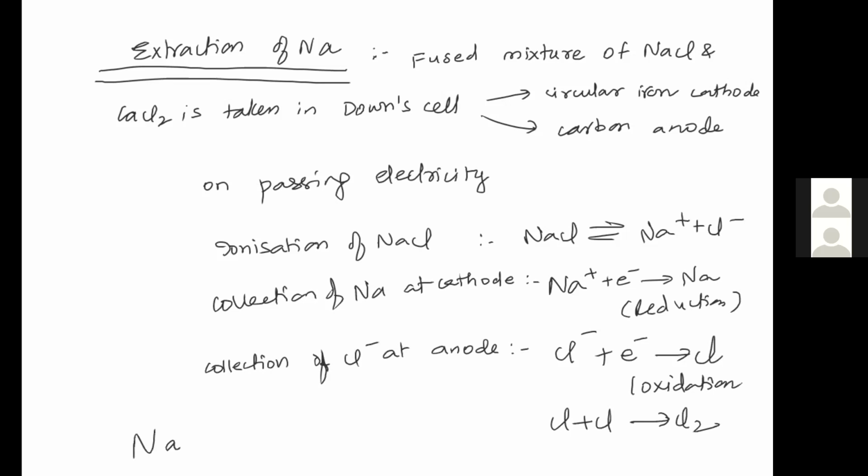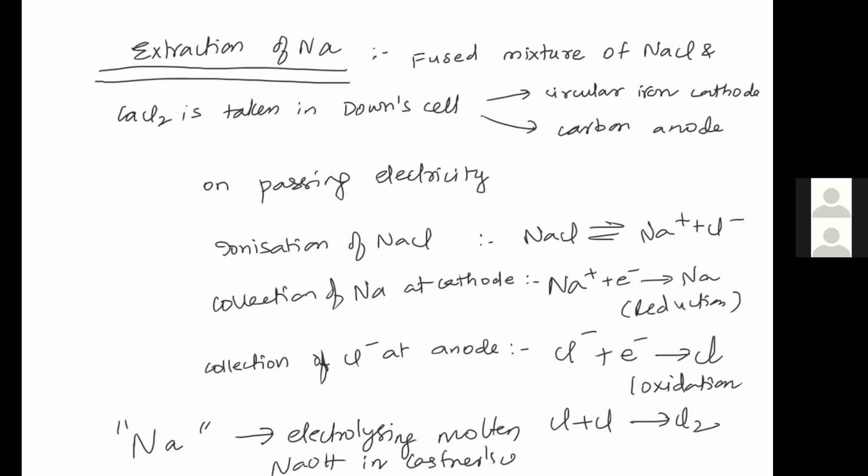Other method is Na can be obtained by also electrolyzing molten NaOH in Castner cell. See, how much is given, that much is enough. They'll just ask you in Castner cell what happens. It is NaOH being electrolyzed. If they ask you, it's in Castner cell. So this much is about the extractions of these 4 types of metals.